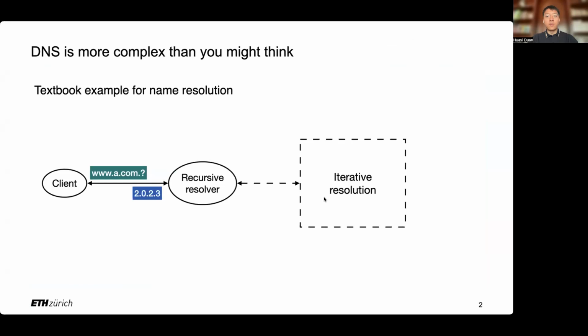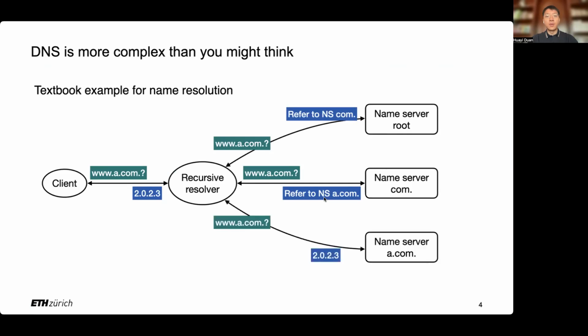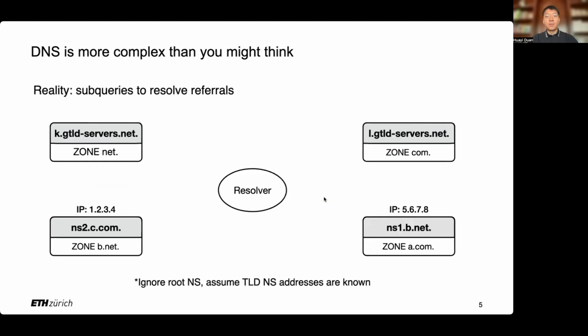DNS name resolution is often believed to be a simple process. Here's a textbook example. Upon receiving a client request, which is shown in green, a recursive resolver will do some work and respond with an answer shown in blue. Specifically, the resolver asks a hierarchy of name servers, first getting referrals from the root and the top-level domain servers, and then obtains a final answer from the authoritative server. But in reality, the process is much more involved.